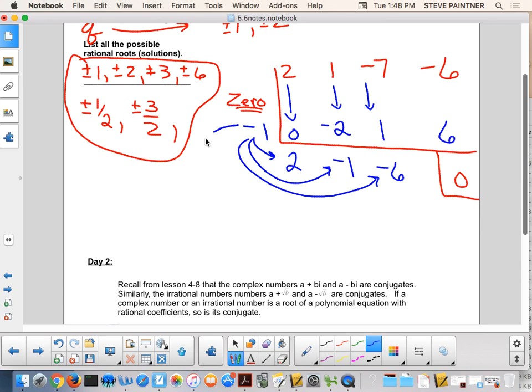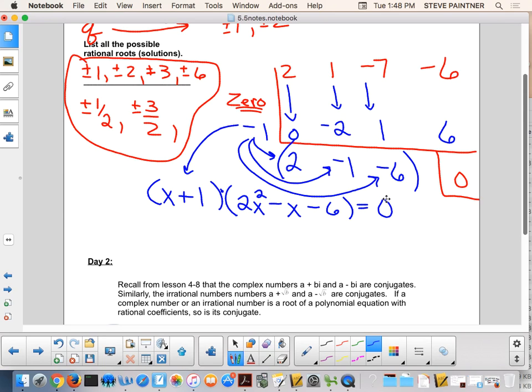So where does this come from? A factor like x what? Plus 1. It's always the opposite of what you see there. x plus 1. Now, because it's just like short division, synthetic, if you get a remainder of 0, then this is the answer to division. So it becomes 2x squared minus x minus 6 equals 0. We're still looking for the other 2 zeros.